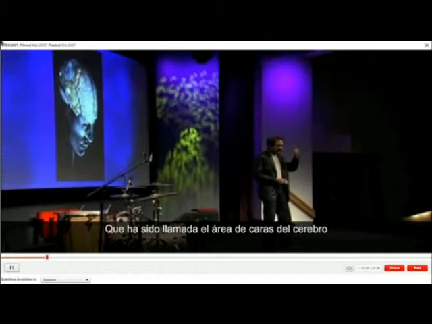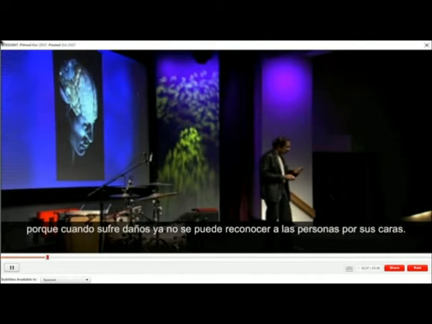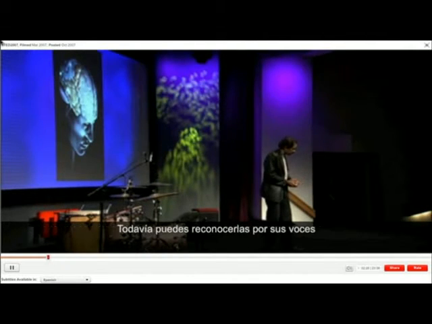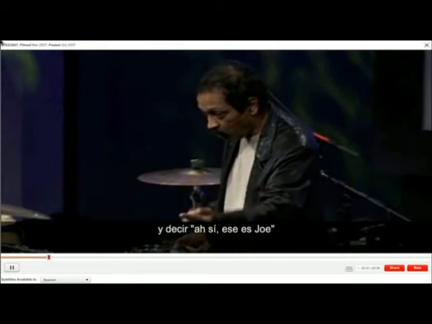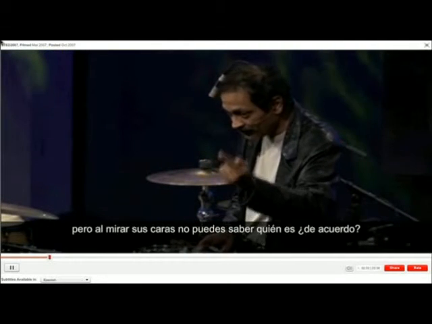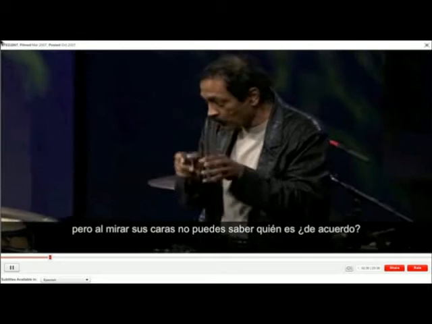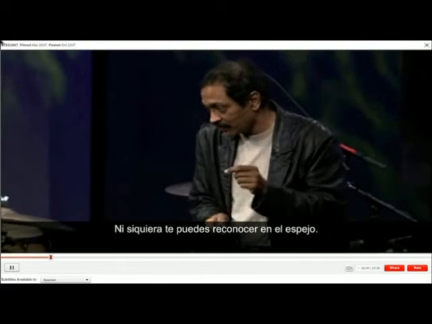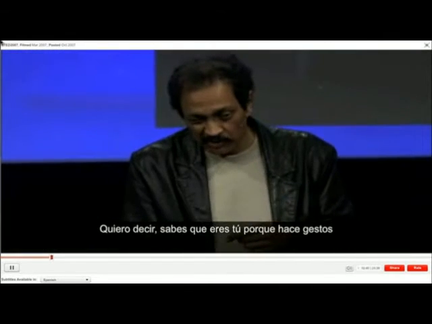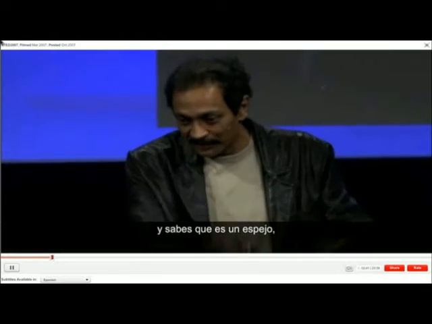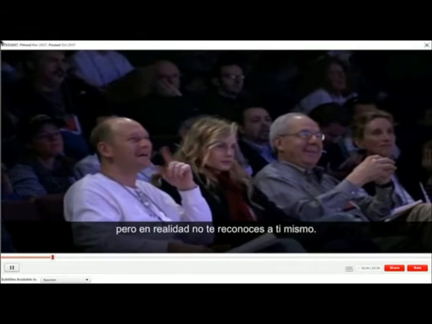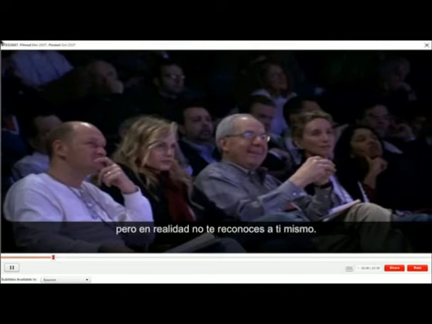And that's been called the face area in the brain because when it's damaged, you can no longer recognize people's faces. You can still recognize them from their voice, say, oh yeah, that's Joe. But you can't look at their face and know who it is. Right? You can't even recognize yourself in the mirror. I mean, you know it's you because when you wink, it winks and you know it's a mirror. But you don't really recognize yourself as yourself.